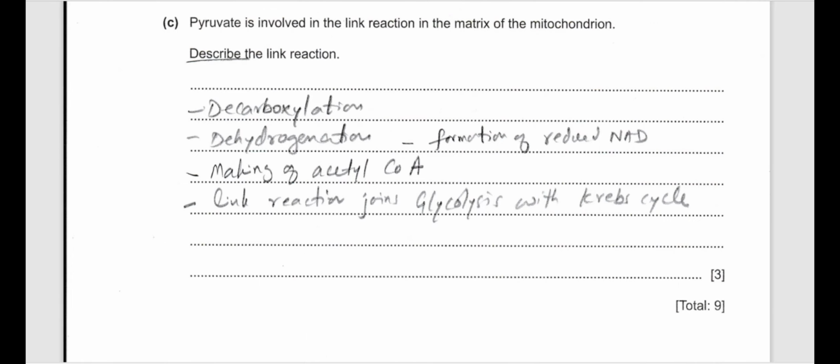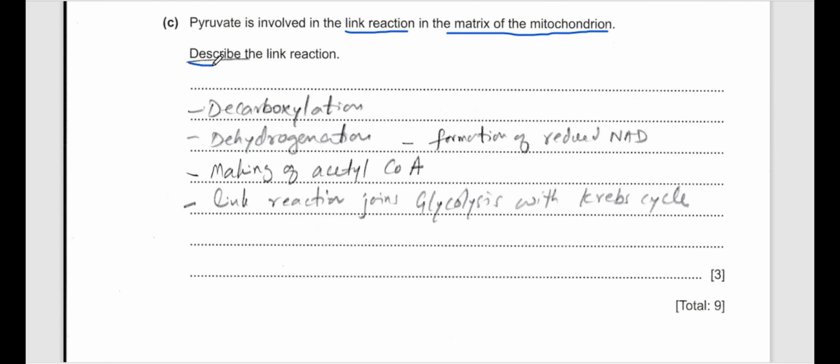The last part of question number 1. Let me read out. Pyruvate is involved in the link reaction. Okay, now you have to talk about the link reaction in the matrix of mitochondria. You know what is the matrix of mitochondria? The matrix of mitochondria is the cytoplasm of the mitochondria, the cytosol or the main ground of the mitochondria. So pyruvate is involved in the link reaction in the matrix of mitochondria.